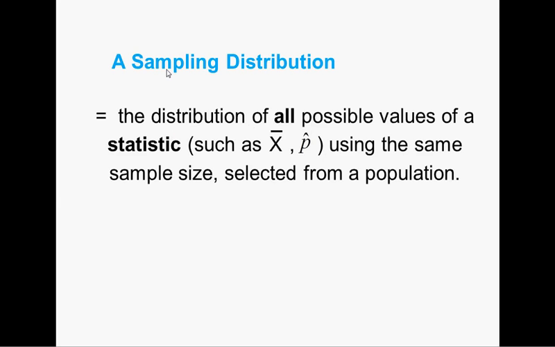Let's try and understand what we mean by the sampling distribution of the sample proportion. A sampling distribution is the distribution of all possible values of a statistic, like p hat, using the same sample size selected from a population. So what does all that mean?